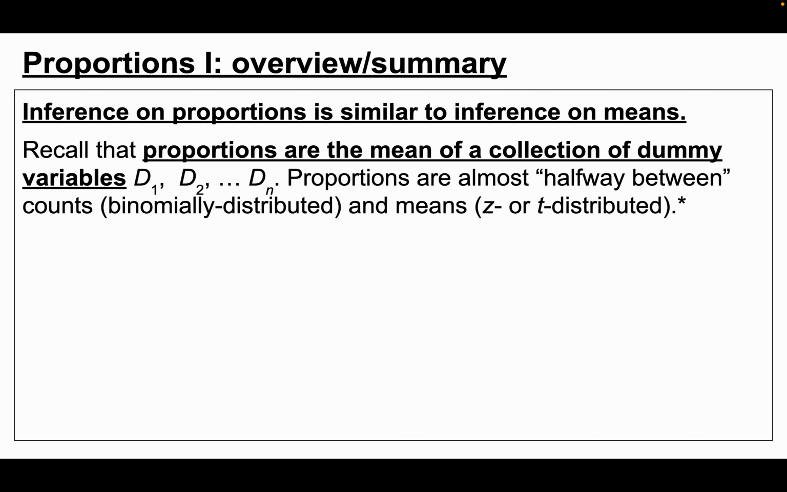Recall that proportions are the mean of a collection of dummy variables, d1, d2, dn. And this requires us to recall that we can think about every person in a sample as the realization of an independent and identically distributed random variable, meaning that if we replace people once we sample them, or we have a giant sample and taking one person out of the population doesn't really change the population much, which is true for the US, right?